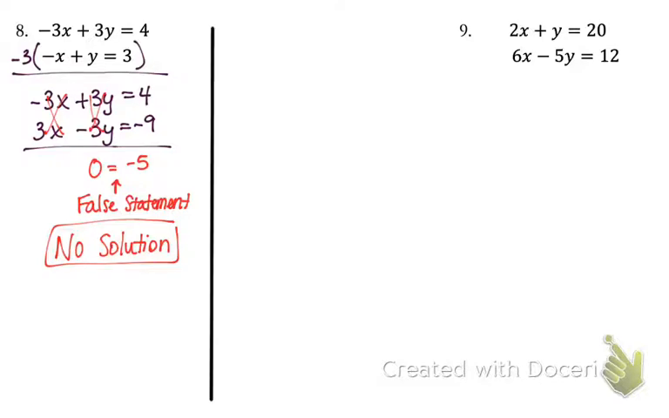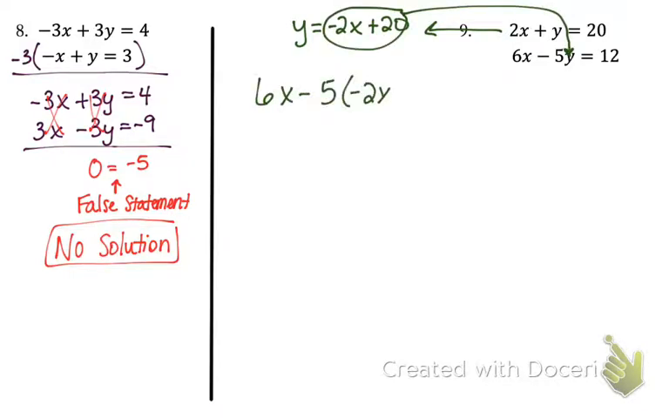On problem 9, I'm going to switch it up here and do substitution. Substitution works well for this problem because we have a variable that has a coefficient of 1. So you see that top y that has a coefficient of 1. So first I'm going to solve for that y, and then I'm going to take what y equals and plug it into the other equation for y.